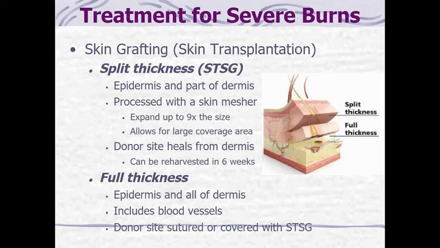Full thickness is where we take the epidermis and all of the dermis, including all of the blood vessels. The donor site either has to be sutured, so you have to actually close up that area, or you may need to do a split thickness graft to cover where you had to take the graft of full thickness.